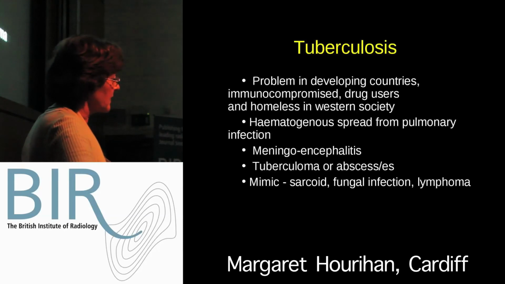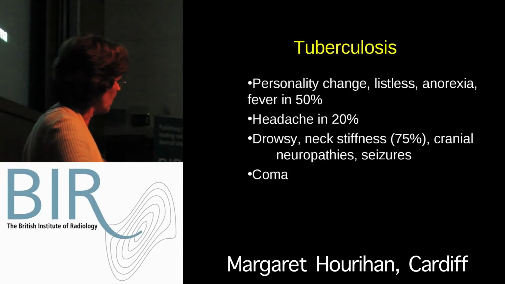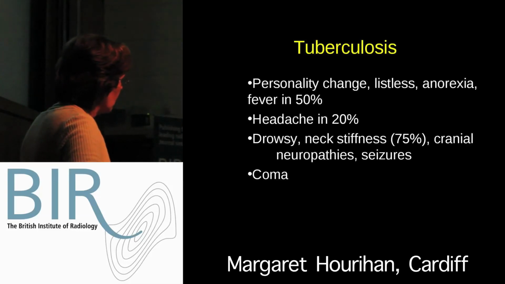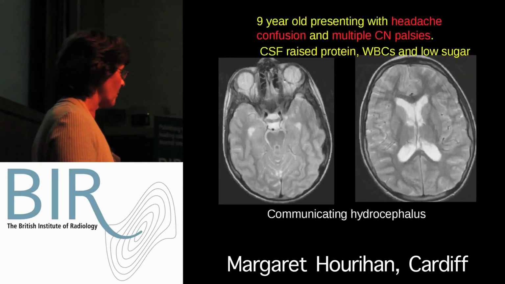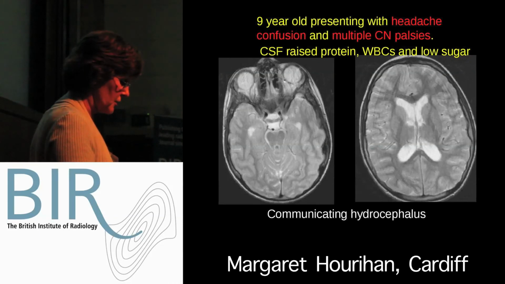We are still seeing a little bit of TB in the country. It's obviously a problem in developing countries, but we see it in immunocompromised patients, drug users and the homeless. It's usually from hematogenous spread from pulmonary infection, and they can get a tuberculous meningitis or abscesses, and it's a great mimic of sarcoid, fungal infections and lymphoma. Patients we see usually have personality changes, they're anorexic and listless, they get a headache, and they can be drowsy with neck stiffness, multiple cranial nerve palsies and seizures.